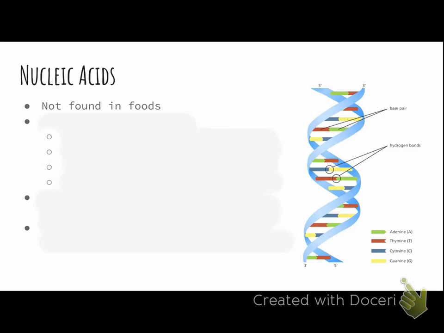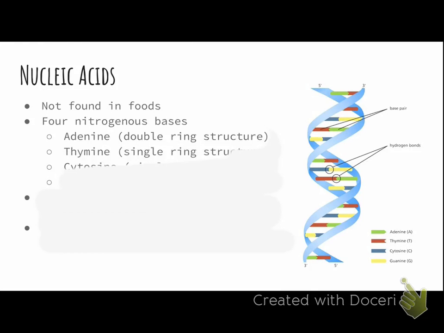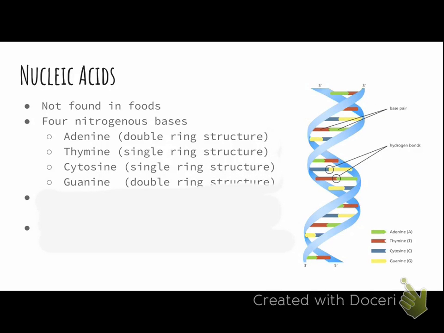So last but not least, we have nucleic acids. So one thing to keep in mind is nucleic acids are not found in foods that we eat. So we will not be finding them in there, but you will find your carbs, your lipids, and your proteins. So let's talk a little bit more about our 4 bases. So we have adenine, thymine, cytosine, and guanine.